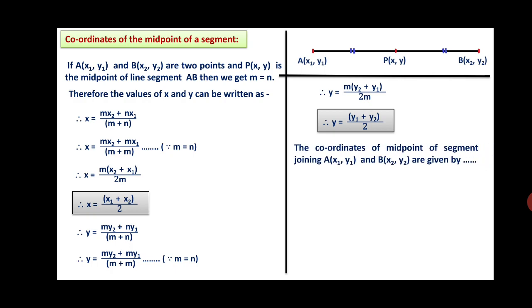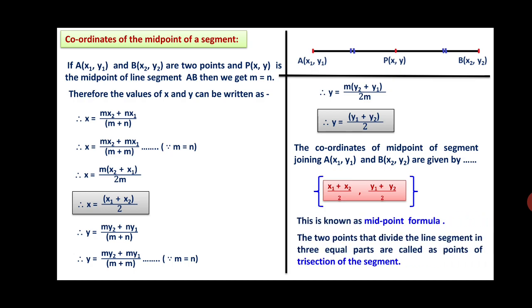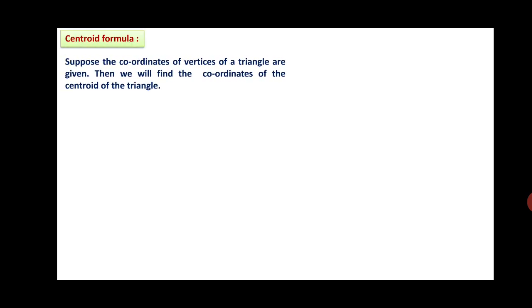Friends, the coordinates of the midpoint of a segment joining A(x1, y1) and B(x2, y2) are given by (x1 + x2) divided by 2 as the x coordinate and (y1 + y2) divided by 2 as the y coordinate. This is known as the midpoint formula. The 2 points that divide the line segment in 3 equal parts are called points of trisection of the segment. So friends, next we will see the centroid formula.